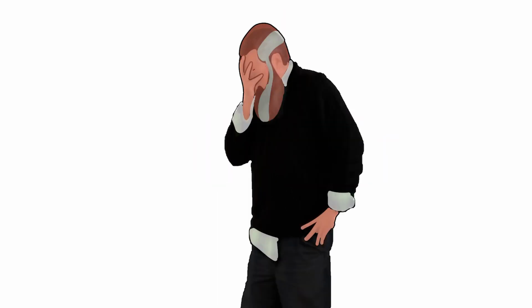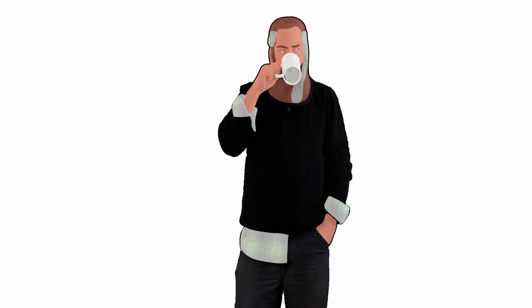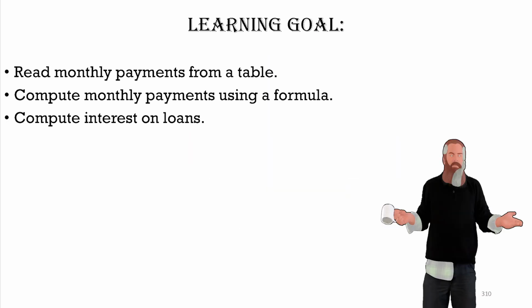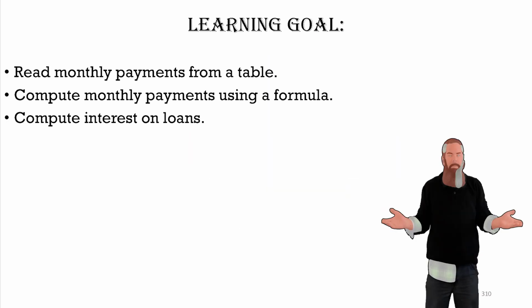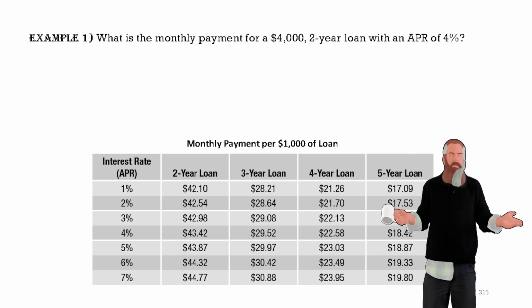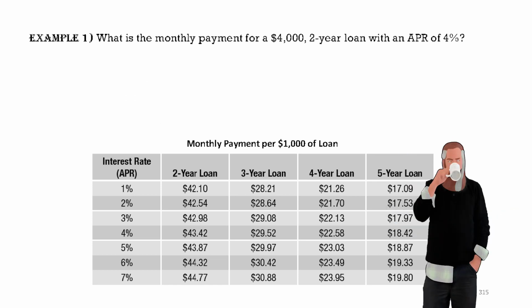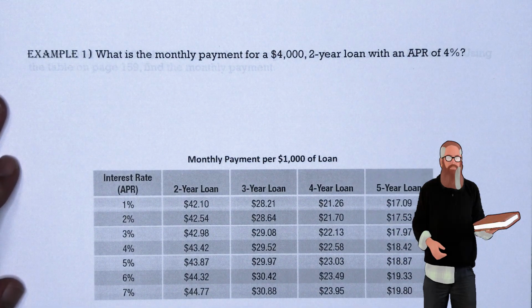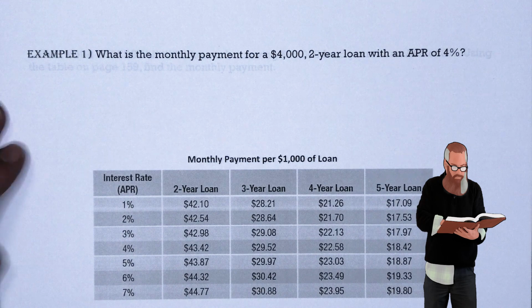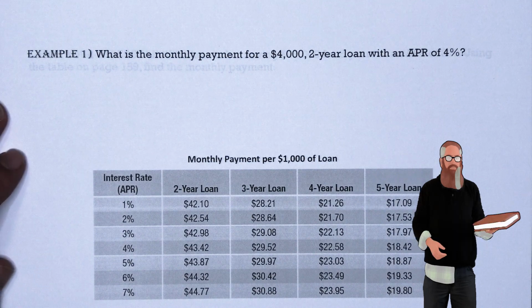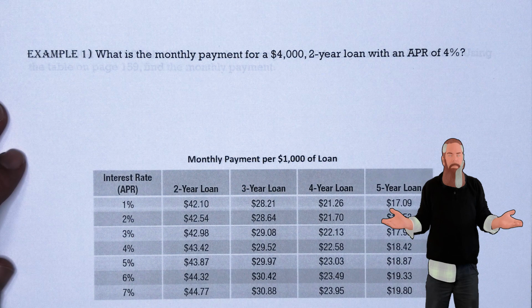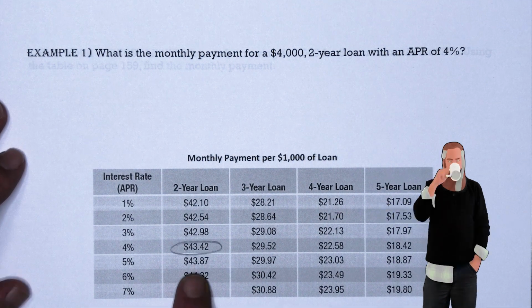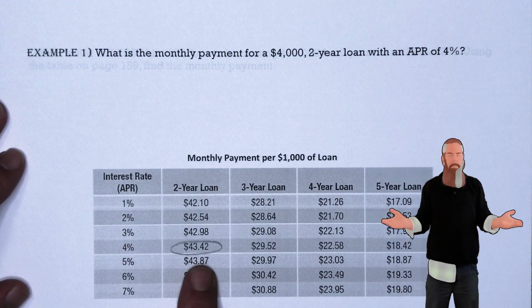Monthly loan payments are computed using a formula. Payment information is often arranged in a table to make it easier for customers. Now, let's read the monthly payment from a table. What is the monthly payment for a $4,000 two-year loan with an APR of 4%? The table lists costs per $1,000 borrowed. Divide the amount you want to borrow by 1,000. Look across the table labeled 4% and down the column labeled two-year loan. The monthly cost per $1,000 borrowed is $43.42.